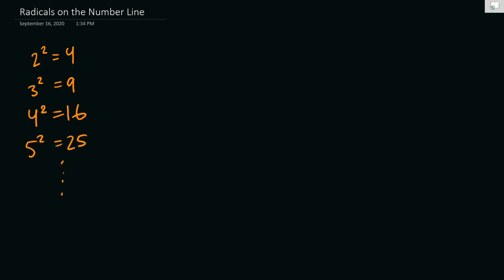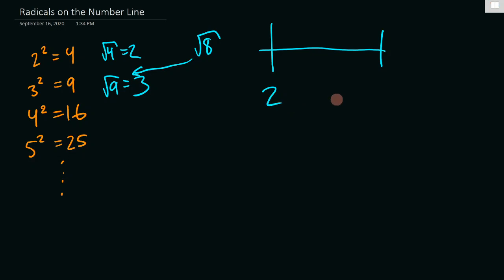So let's say I'm trying to place root 8 on a number line. Well, root 4 is 2, and root 9 is 3. So if we're going to place root 8, it's going to be close to root 9, but not quite root 9. So to put that on a number line, it's going to be between 2 and 3.